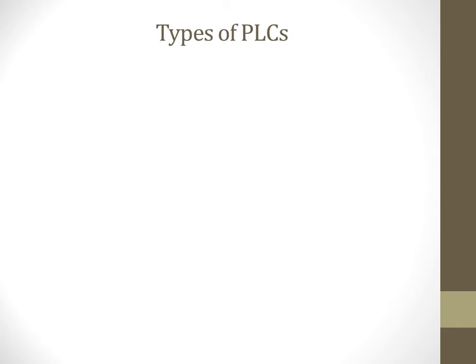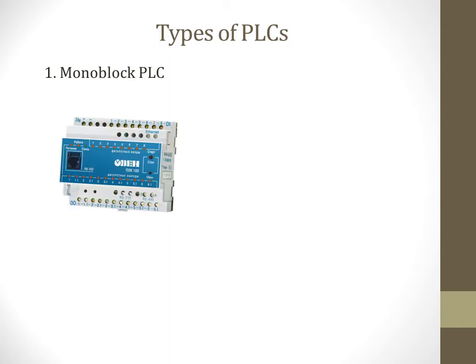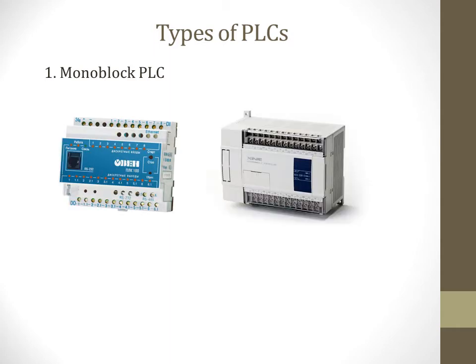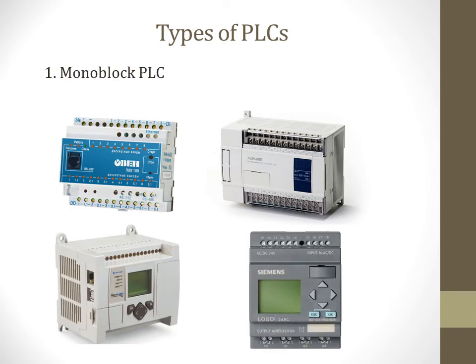So let's talk about types of PLC. First of all, we need to say that simple PLCs have monoblock structures, as we can see on these pictures. These types of PLC we call monoblock PLCs. They are small devices which we use for automation of small control objects.